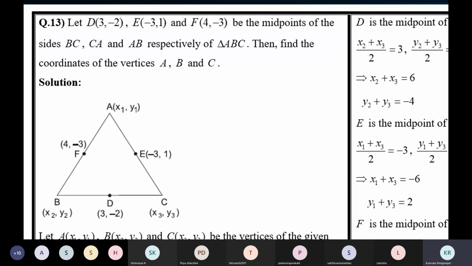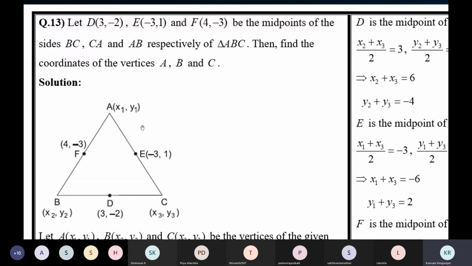What is x2 plus x3 by 2? 3, ma'am. What is y2 plus y3 by 2? -2, ma'am. Minus 2, because we're using the midpoint formula. And then x1 plus x2 by 2 is equal to 4, ma'am. y1 plus y2 by 2 is equal to -3. So like this.